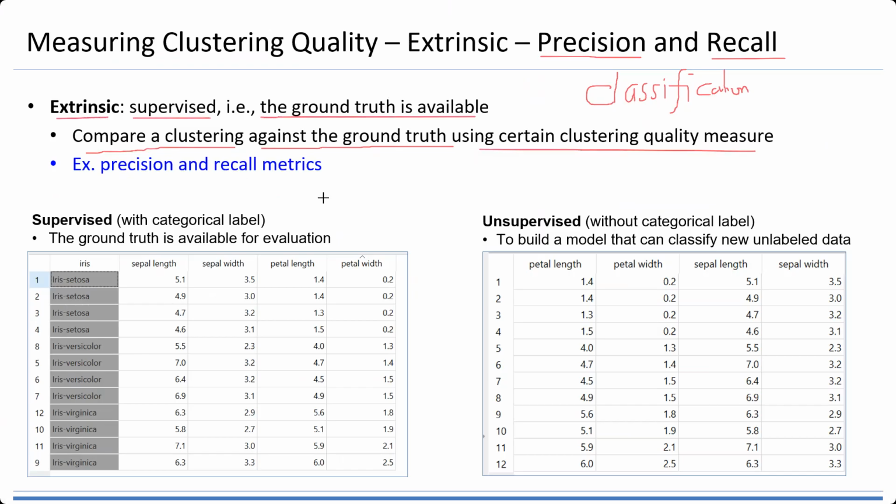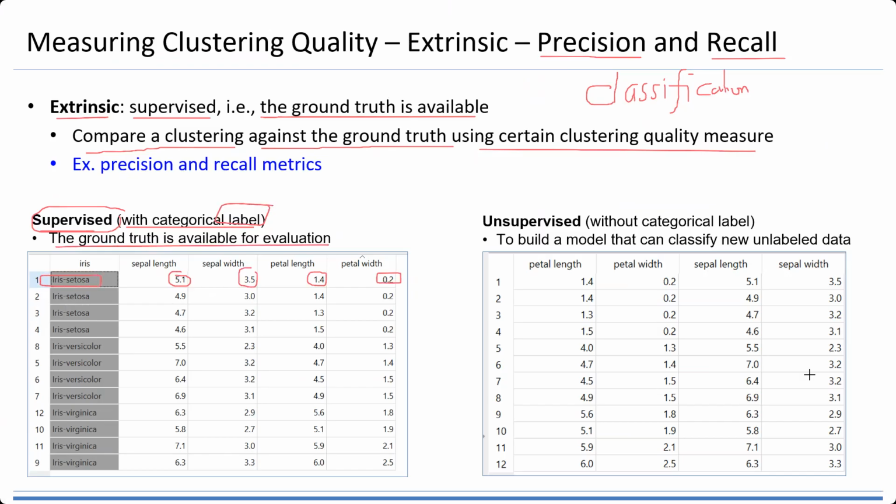Let's see this one. In supervised learning, we know that there is a category label. This is for classification. The ground truth is available for evaluation. If the sepal length is 5.1, the sepal width is 3.5, the petal length is 1.4, and the petal width is 0.2, the flower name is iris setosa. So this is the supervised case.